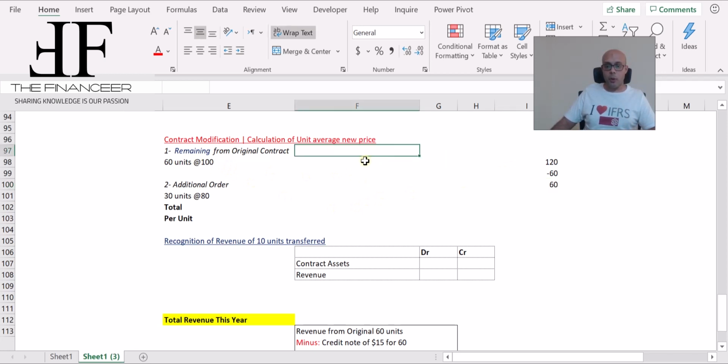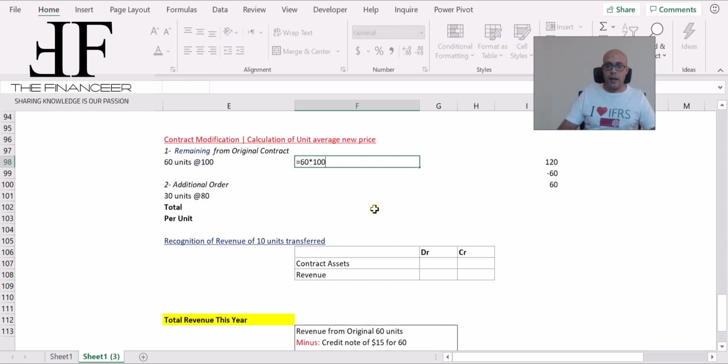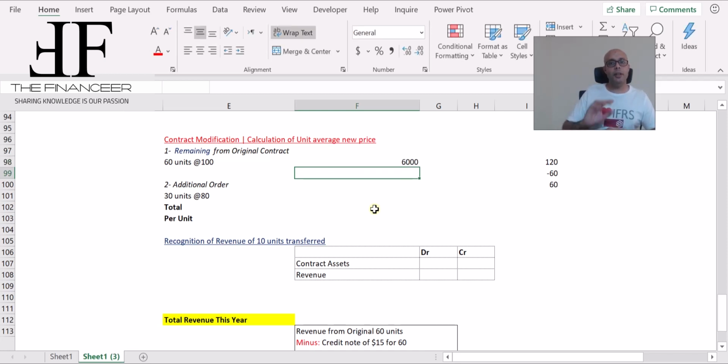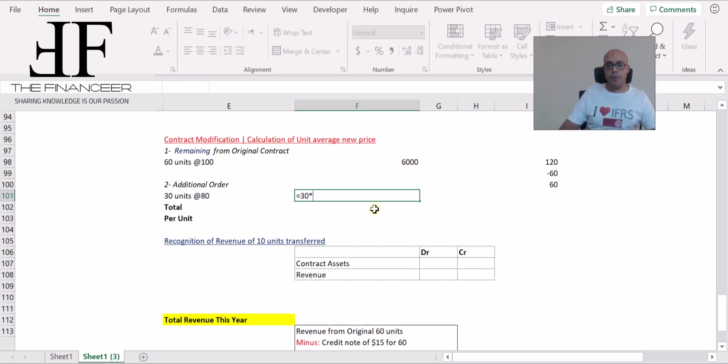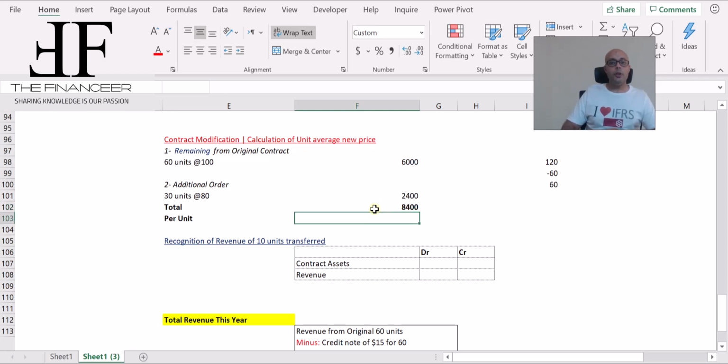So the remaining quantity here is 60 units times $100. This is the original selling price. So the total value of the remaining units is 6,000. Then we agreed on 30 units. How much is the price of the 30 units? $80. So the value of these 30 units is 2,400. How much is the total so far? The total is 8,400.